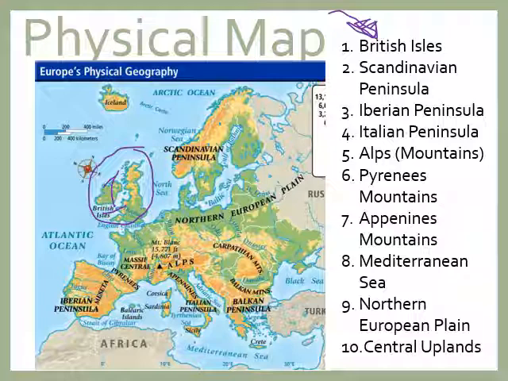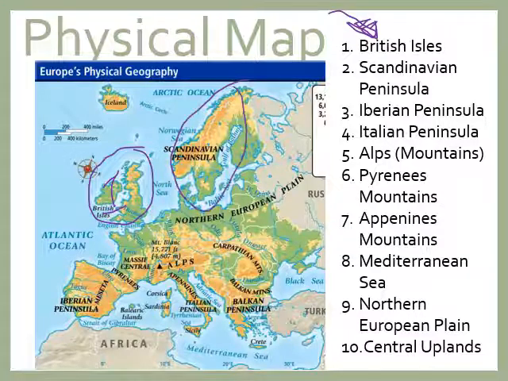Next is the Scandinavian Peninsula. The Scandinavian Peninsula is this northern part. It's Norway and Sweden. So I'm going to circle it here, and then I'll put my number 2 right there. The Scandinavian Peninsula all the way in the north part.